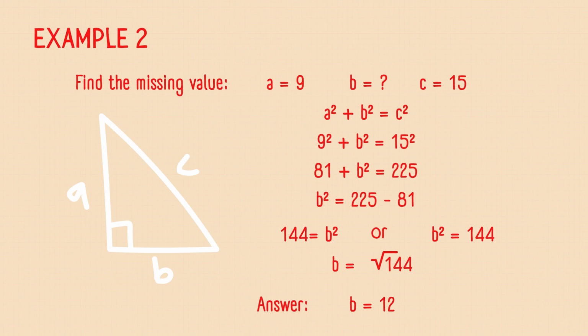So I want to find out what the value of B is. My B squared will be 225 minus 81. I bring this 81 to the other side of my equation. So it will be 225 minus 81, and then my B squared is 144. So to get the value of B, I simply find the square root of 144, and that gives me 12.